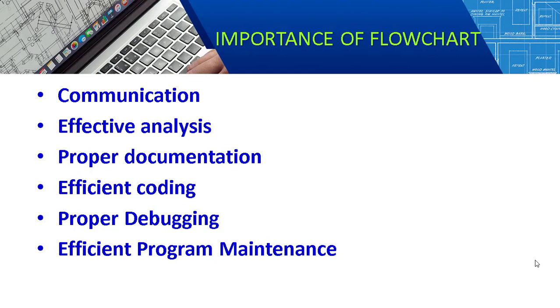The next importance of flowchart is proper debugging. It helps to correct the errors. In case any errors are there, using the flowchart, you will be able to correct them. The last importance is efficient program maintenance. The maintenance of the program becomes very easy with the help of the flowchart. It helps the programmer to put efforts more efficiently on a specific part. So these are the different advantages, or the importance, of flowchart.